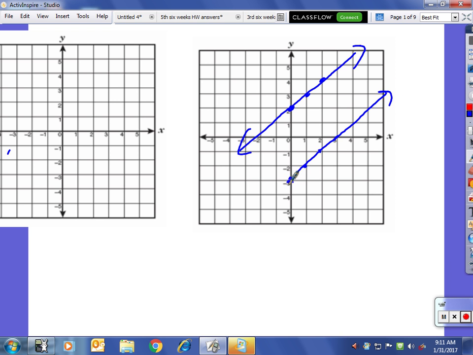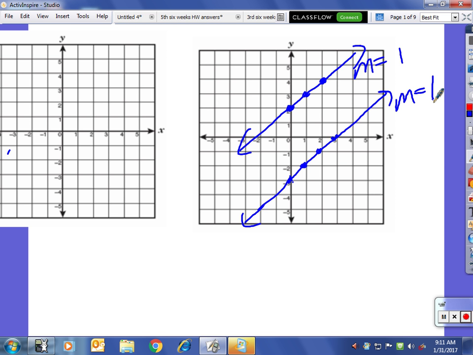Okay, so look at these two lines. Do you agree that they're parallel? If you forgive my picture not being perfect. They are parallel. What's the slope of this line right here? 1. What's the slope of this line? 1. Parallel lines have the same slope. A very simple fact, but it's going to come up in your problems.